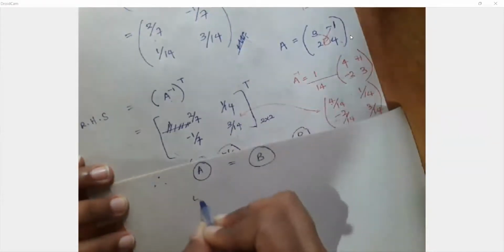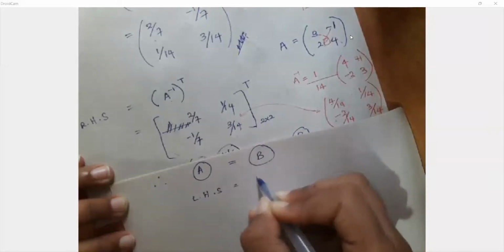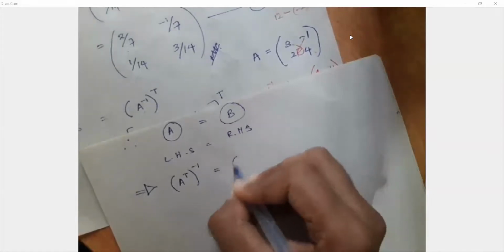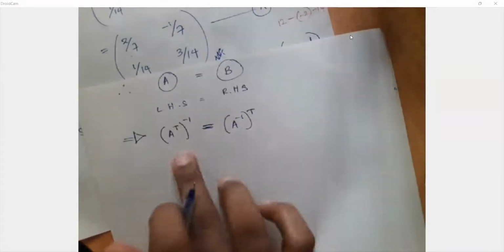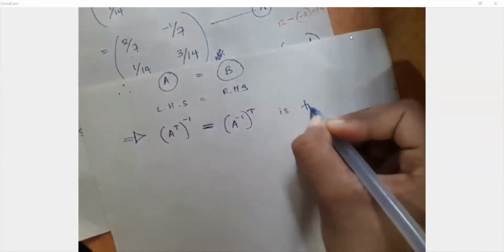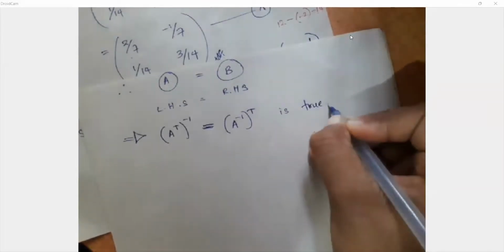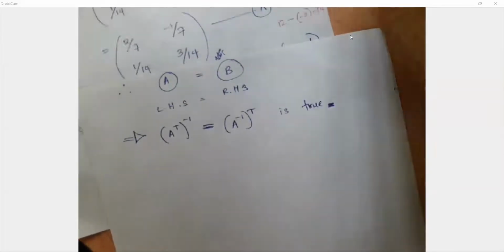We got A from left hand side. We got B from right hand side. That means what? That means the given matrix equation. These are two matrices and there is an equal sign. So it is a matrix equation. The given matrix equation is true. This is the end of that part.